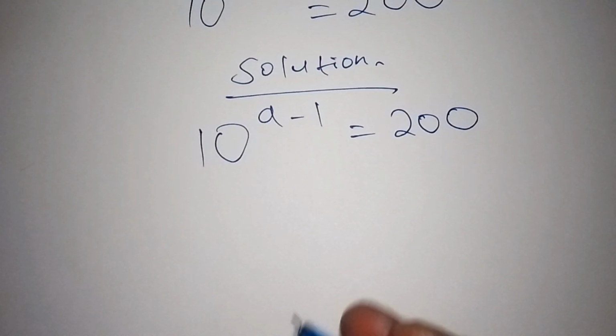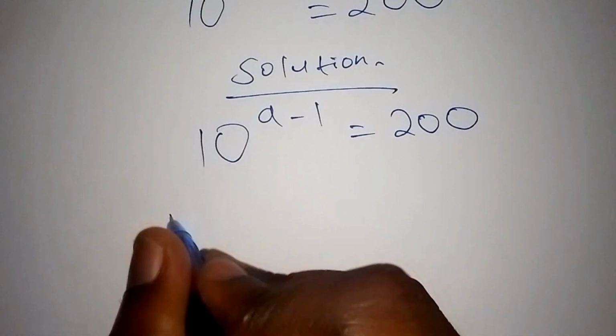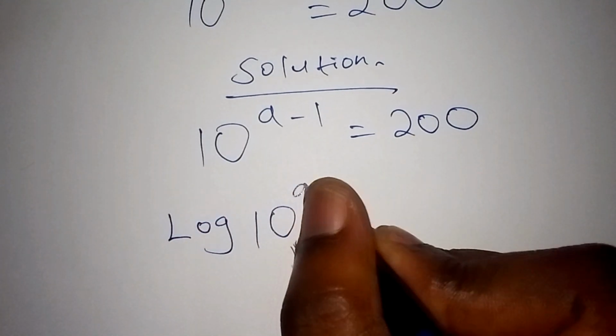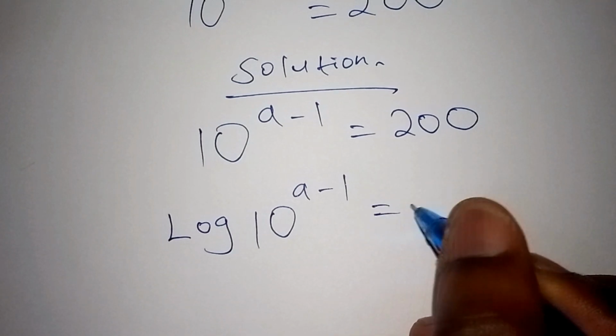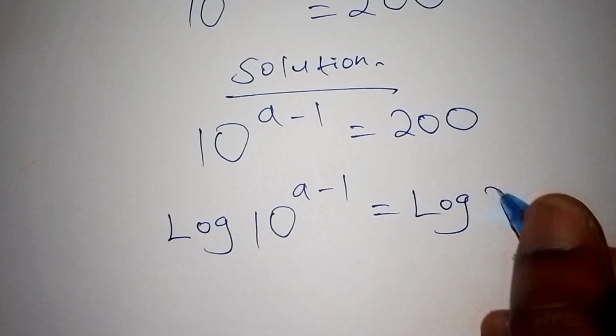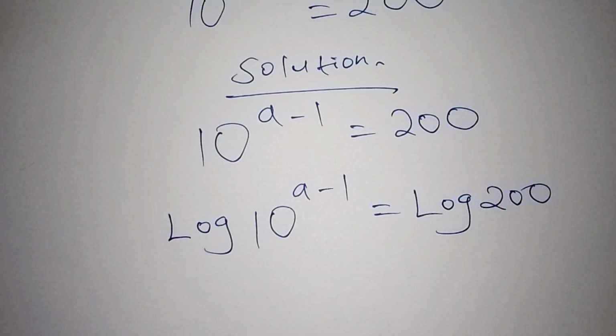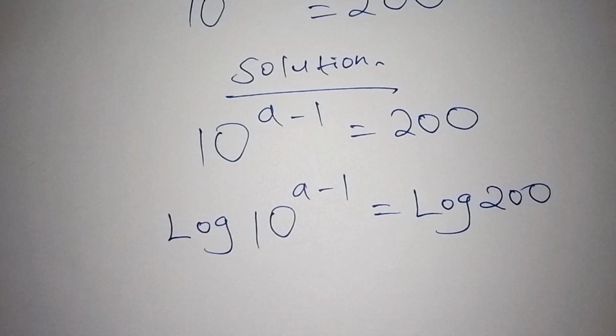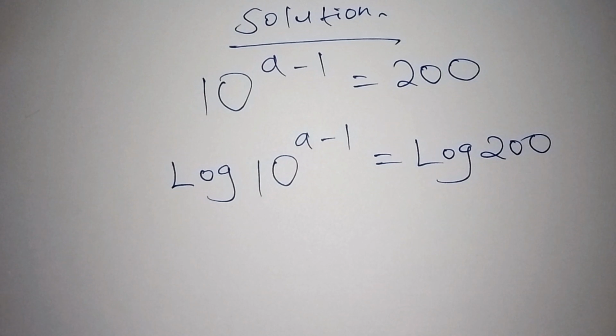So in this case now we shall have the log. So here now we shall have the log of 10 to the power of a minus 1 is equals to the log of 200. So in this case, 10 to the power of a minus 1, we can also express it in a different way.